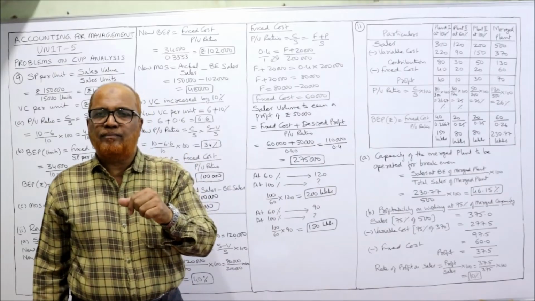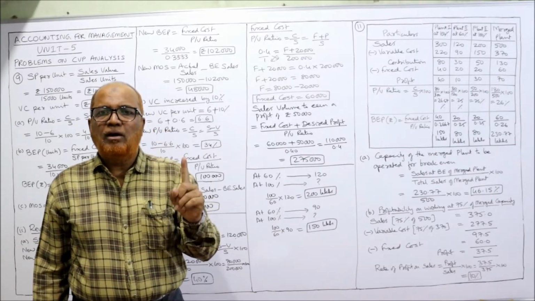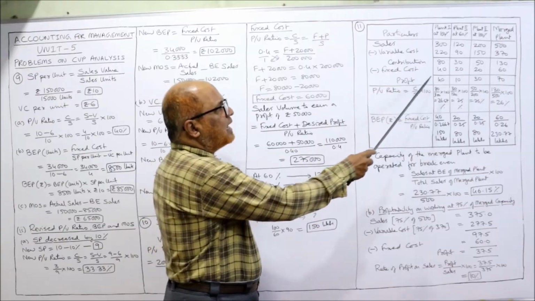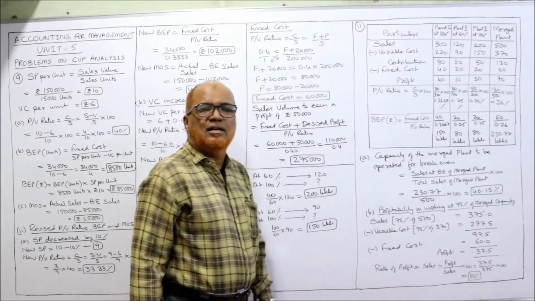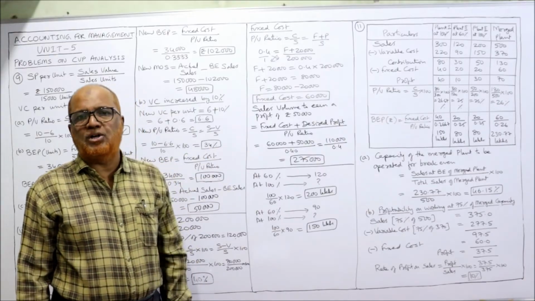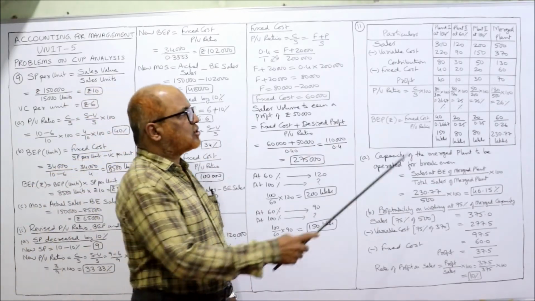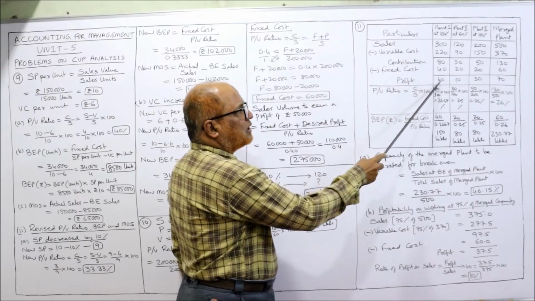Variable cost will change, but fixed cost will remain constant. So the same 20 lakh I am taking here as fixed cost. So 40 plus 20, 60 lakh is the total fixed cost of the merged plant. Now deduct fixed cost. 80 minus 40, 40 is the profit.